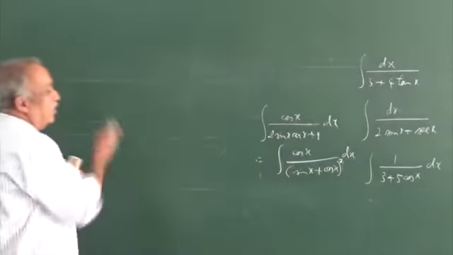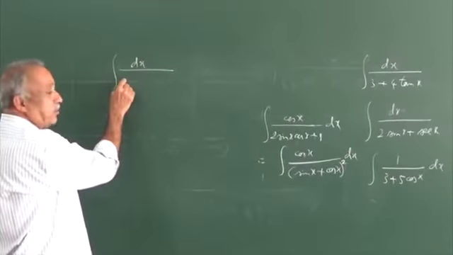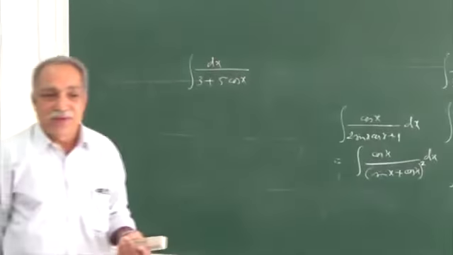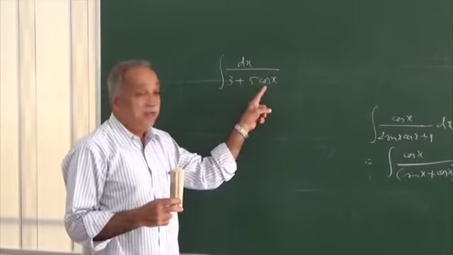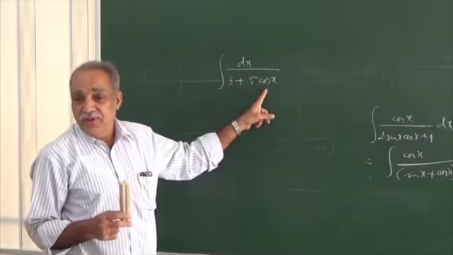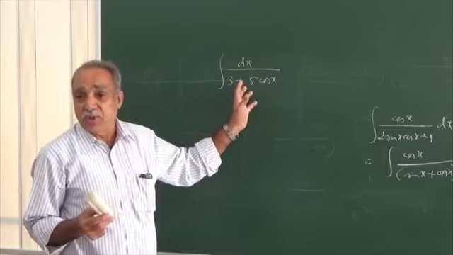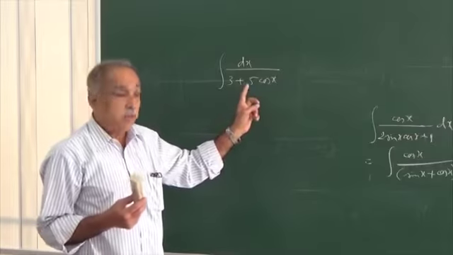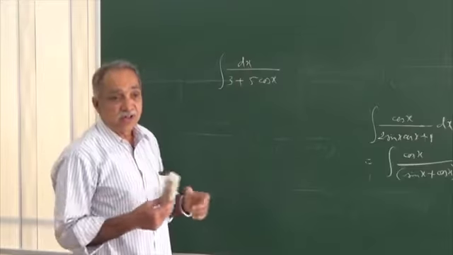Next, an integrand of the form 1 by a plus b cos x or a plus b sin x. You have a mixture of constant and a trigonometric ratio, basic trigonometric ratio, sin x or cos x you will have. Idea is, one of the methods is, several approaches are there. It is a comparatively very simple integrand. We have many approaches. One approach, simply multiply numerator and denominator by 3 minus 5 cos x.